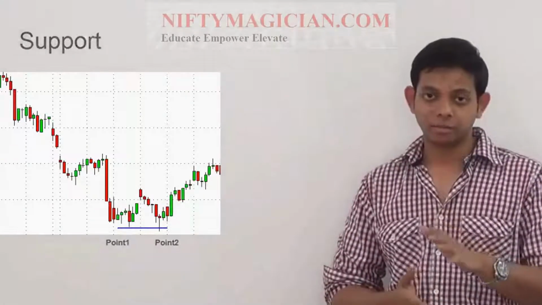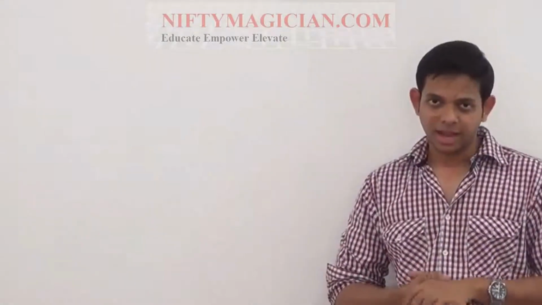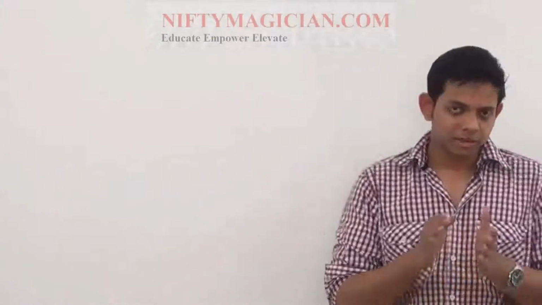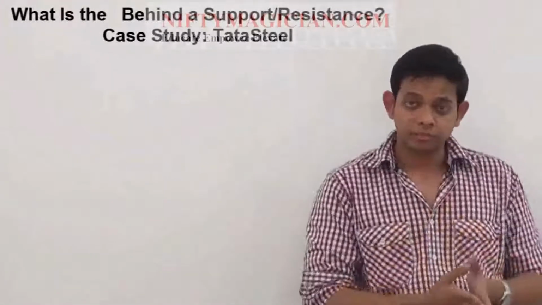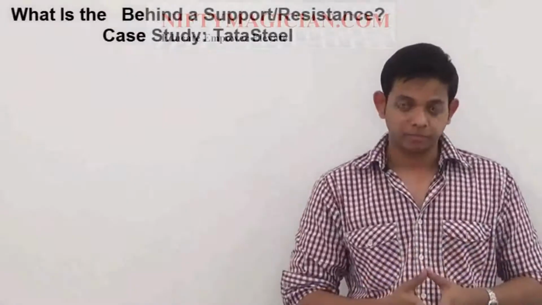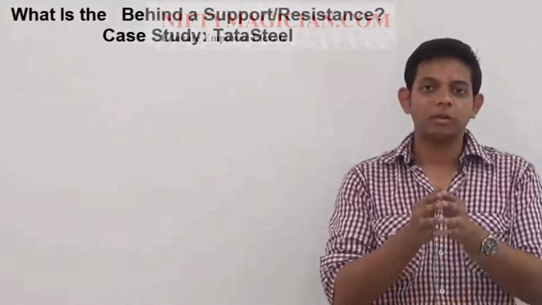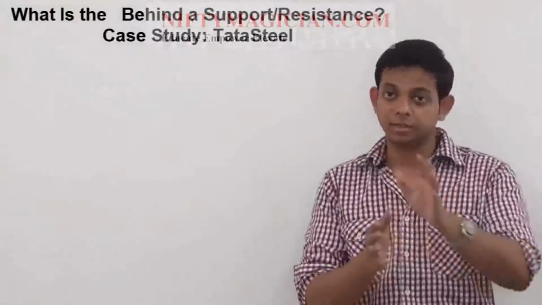Now let's come to something more interesting. How do prices bounce off from levels where prices previously turned around? Let's take a case study example of Tata Steel. Now remember, this is a hypothetical example.